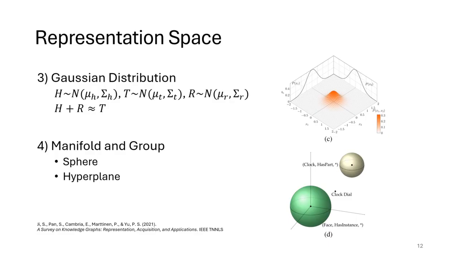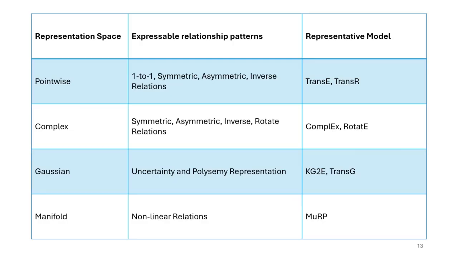Manifold and group enable various expressions that cannot be expressed in existing spaces by expressing them in spaces such as spheres and torus. The table above summarizes the expressive power of the spaces described above in relationship patterns and representative models.